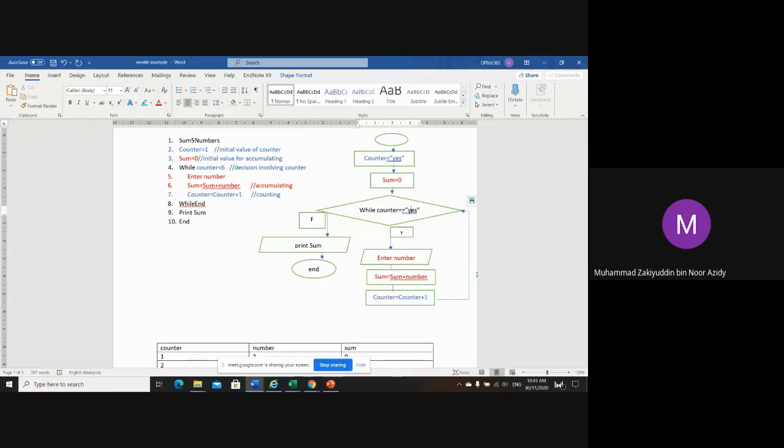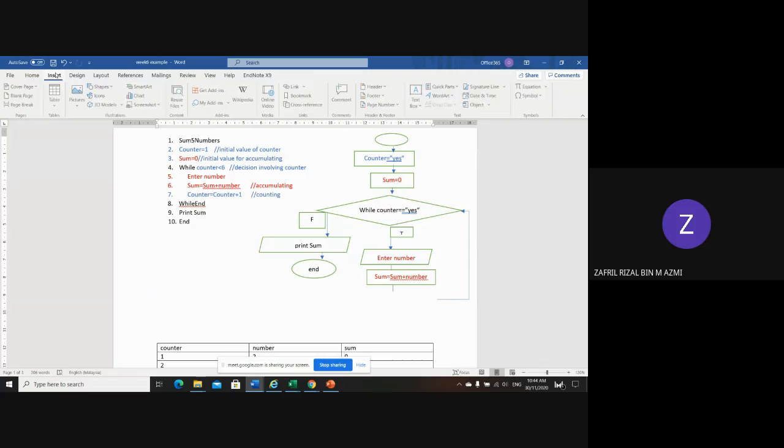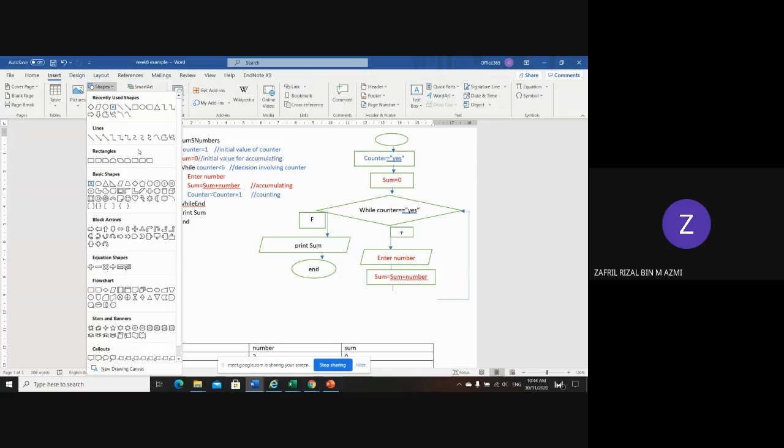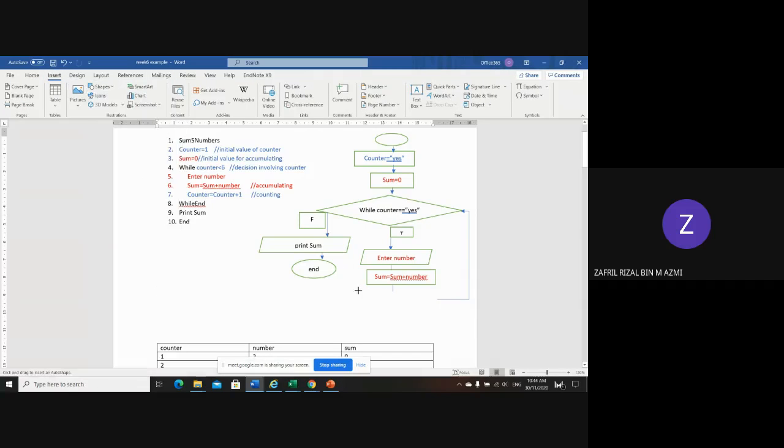Update. So what should we put over here? Who's controlling the loop? User. Okay, so what symbol should we use over here? The enter, enter what? Input, right? So it should be input from user.